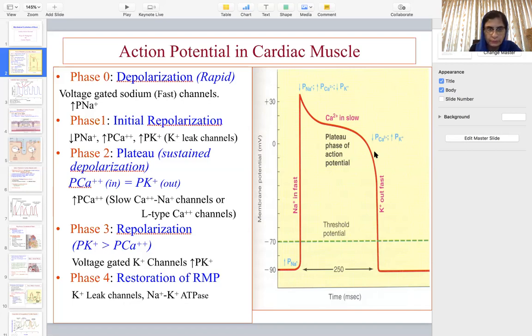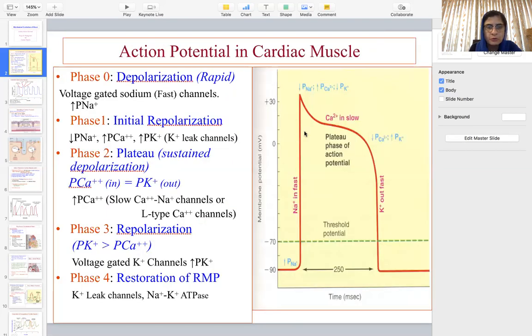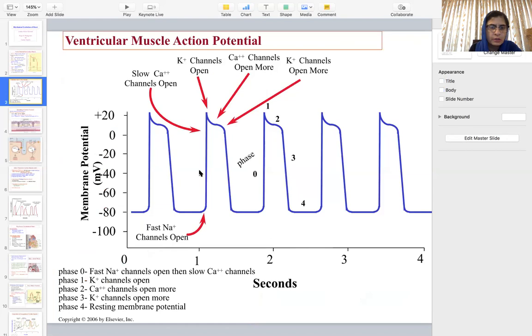I hope you understand. Now this diagram is again showing the role of different ions. In the exam, when you are asked to draw the action potential, you have to draw it in a proper manner, showing the change in membrane potential on the vertical axis and the time period on the horizontal axis. You have to show the phases as well as the effect of different ions, which ions are opening and which ions close.